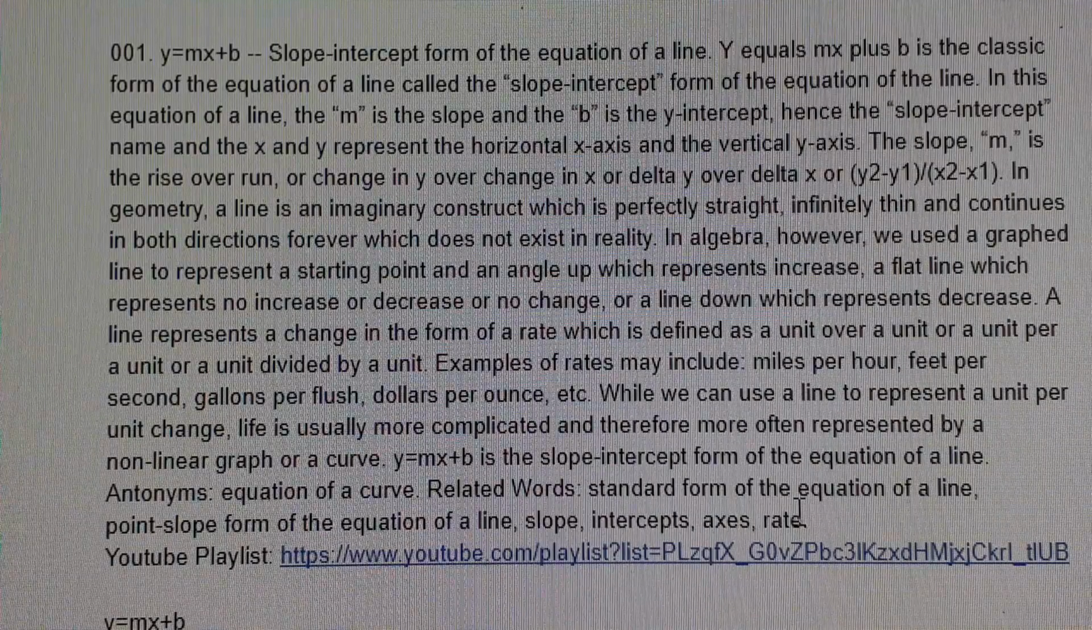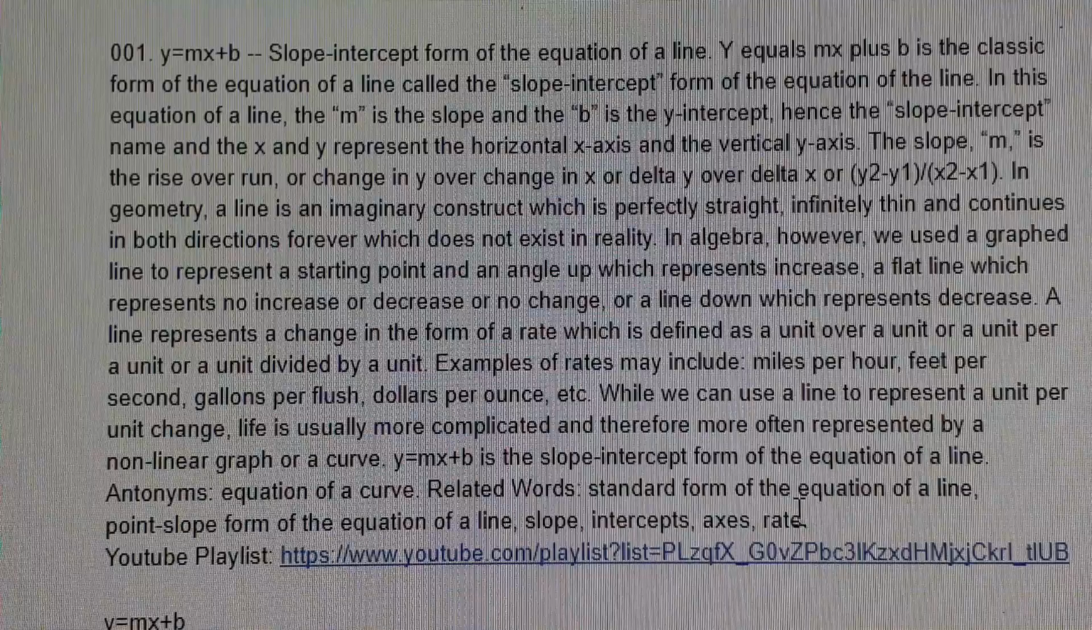The slope "m" is the rise over run, or change in y over change in x, or delta y over delta x, or (y2 minus y1) divided by (x2 minus x1).